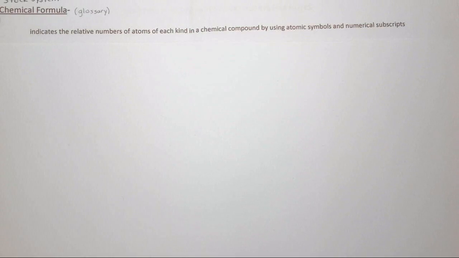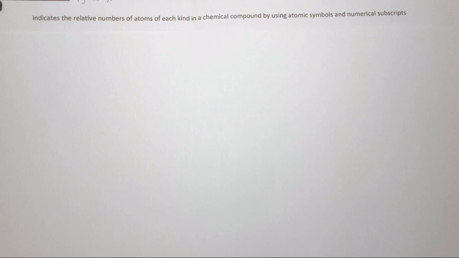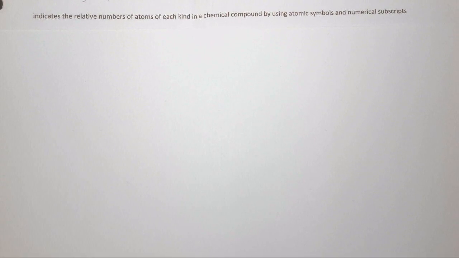Okay, so for 7.1, starting out with chemical formula, it indicates the relative number of atoms of each kind in a chemical compound by using atomic symbols and numerical subscripts. And maybe you don't have the wording exactly that way, but what you have means the same thing.